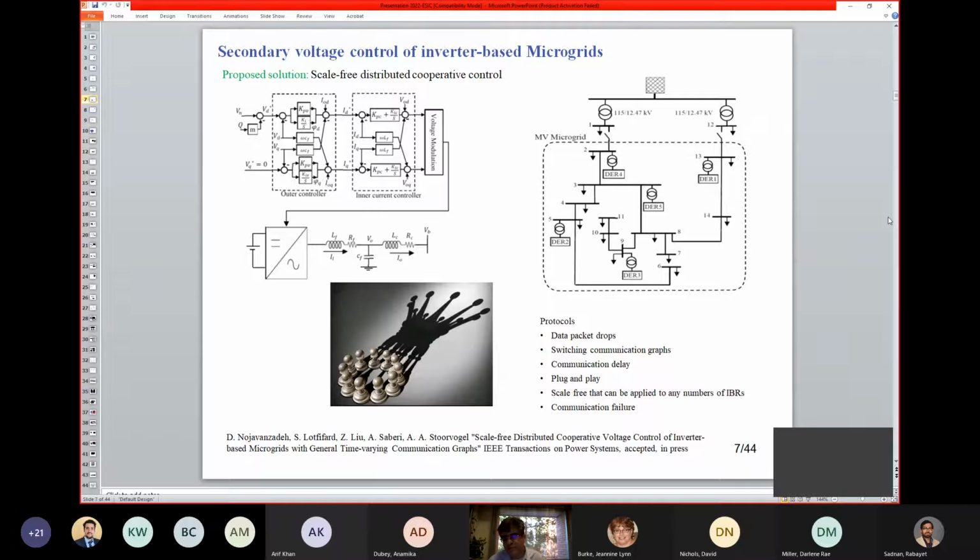This has a lot of applications and advantages because you can have a less expensive communication system. You can have a fault-tolerant communication system. You can have a fault-tolerant control system. There are so many advantages of going from a single centralized controller to a fully distributed controller.